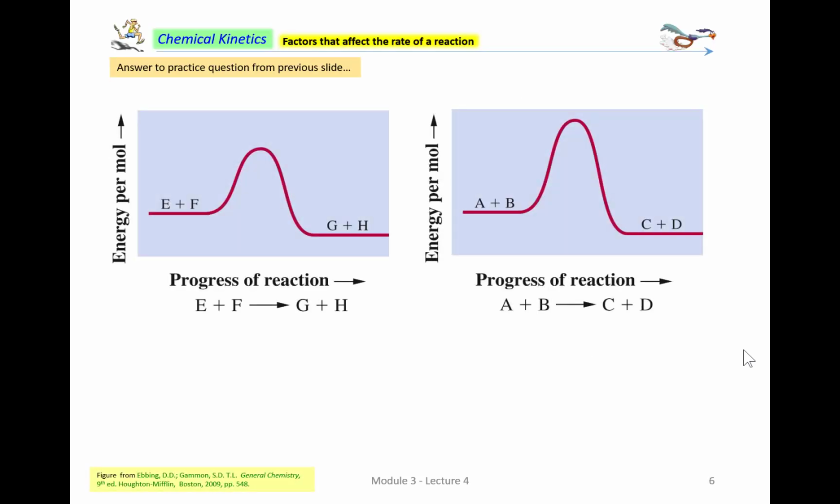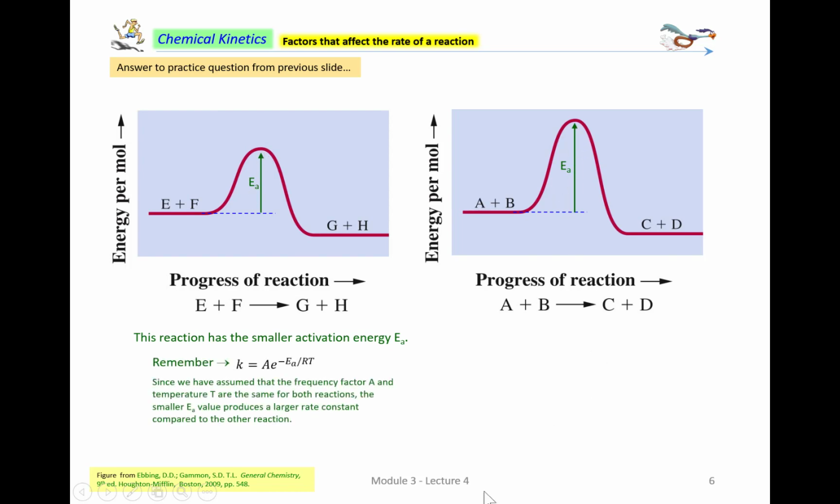Well, it turns out that the reaction on the left has the smaller activation energy. And so you would say that, since we want to remember that k equals Ae to the minus Ea over RT, the smaller activation energy would mean this term is less negative. So the smaller activation energy would result in a larger rate constant, which means this reaction would be faster than this reaction. Reactants would go to products more quickly than with this reaction.